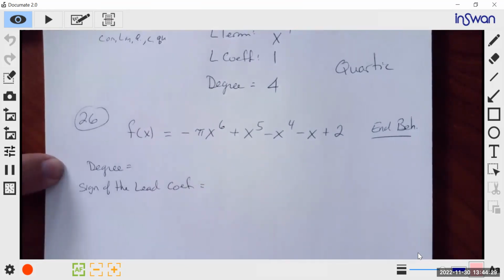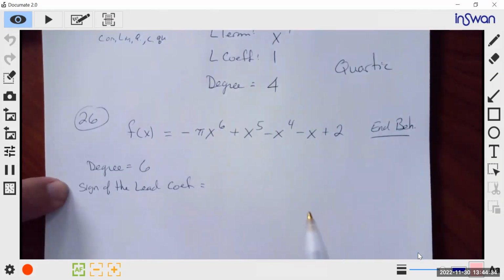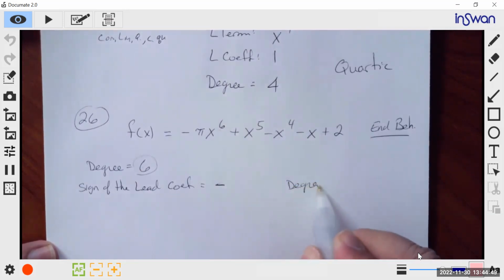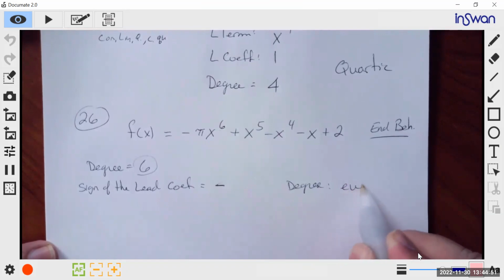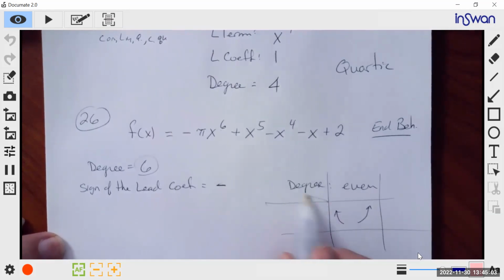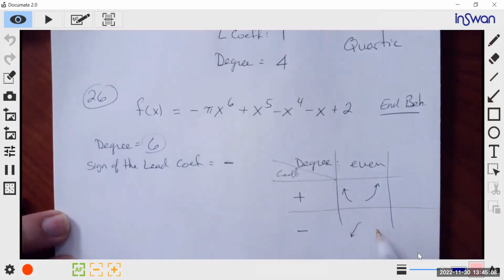So what's the degree? Highest, biggest. And the sign of the leading coefficient, is it positive or negative? It's negative. Which means since the degree is even, if it's even, then both ends point the same direction. If the coefficient is positive, they're up. If it's negative, it's down.